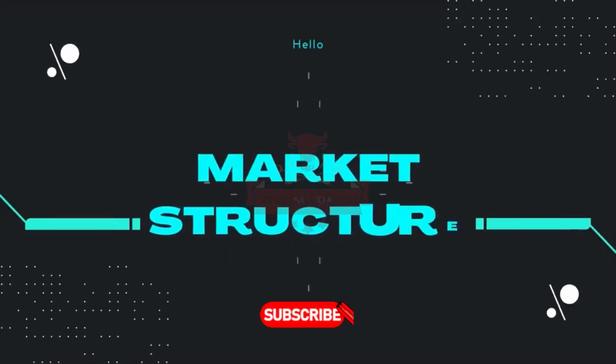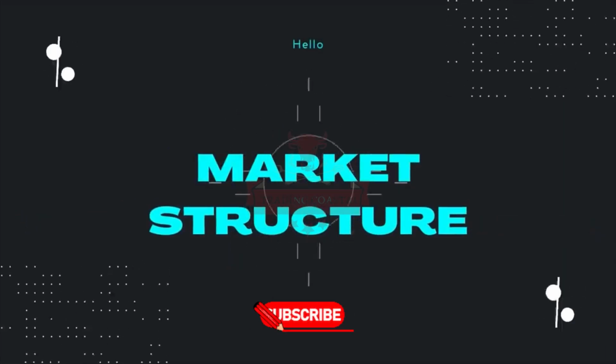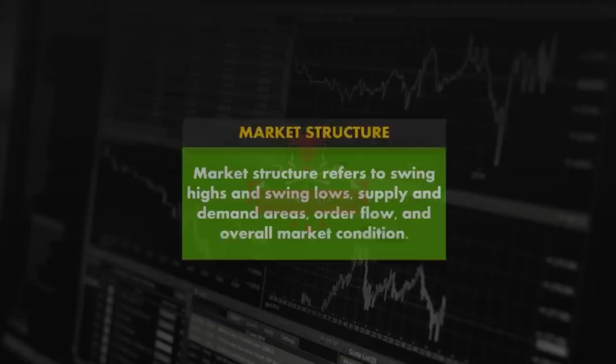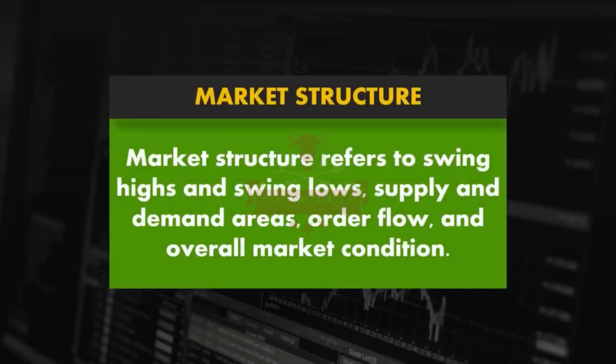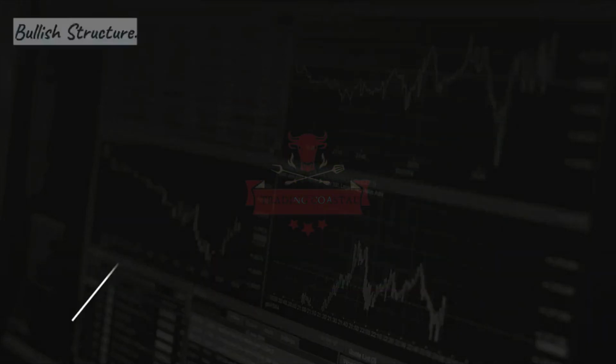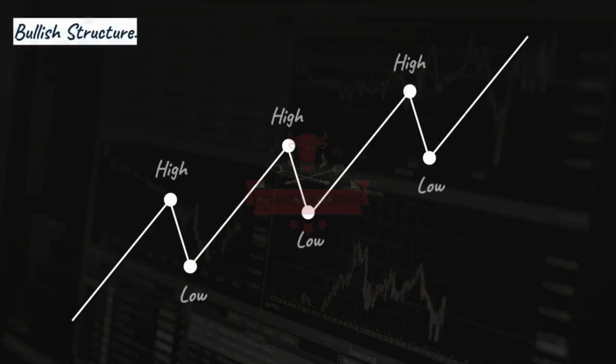Now, what is the market structure exactly? Market structure refers to swing highs and swing lows, supply and demand areas, order flow, and overall market condition. We have two market behaviors, trending and ranging market. In an uptrend, as the name suggests, the market moves towards the upside, creating new higher highs and higher lows.